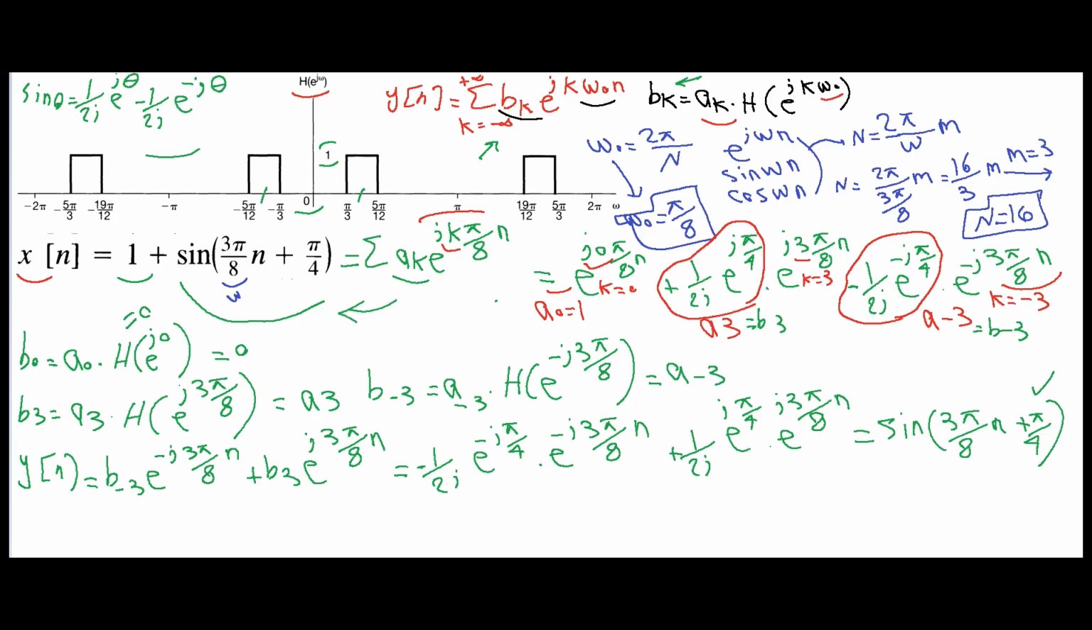So if you compare the output with the input, you can see that the constant term has been removed. The sine term has passed through the system. So the system behaves like a filter. It blocks the DC component, frequency 0, and it allows the sine component to pass.